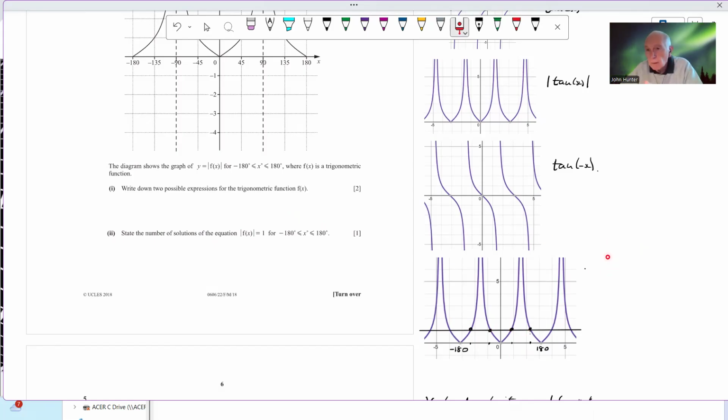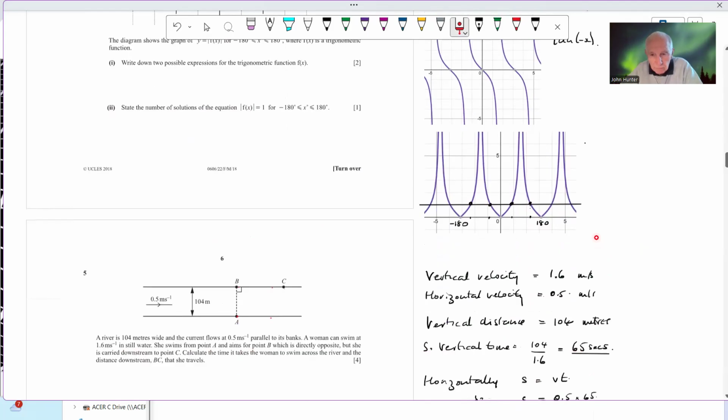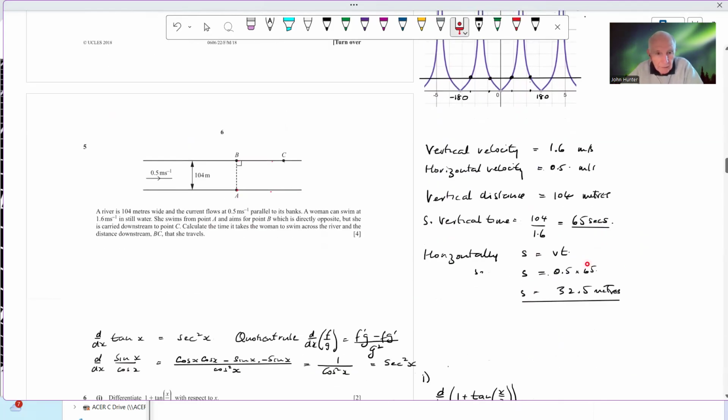Okay. Obviously, I've cheated when it comes to drawing the sketches on this. You would have to actually draw it by hand. But anyway, there we go.